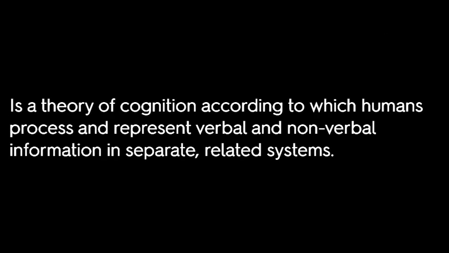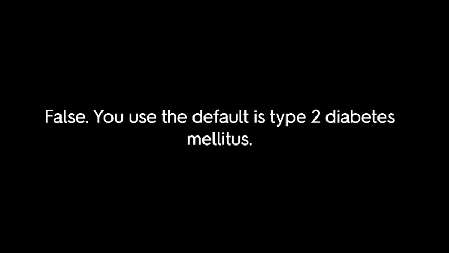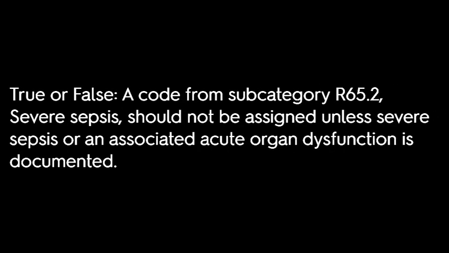True. What is the dual coding theory? Is a theory of cognition according to which humans process and represent verbal and non-verbal information in separate related systems. True or false? If the type of diabetes mellitus is not documented in the medical record, you can code. False. You use the default, which is type 2 diabetes mellitus. True or false? A code from subcategory R65.2, severe sepsis, should not be assigned unless severe sepsis or an associated acute organ dysfunction is documented. True.